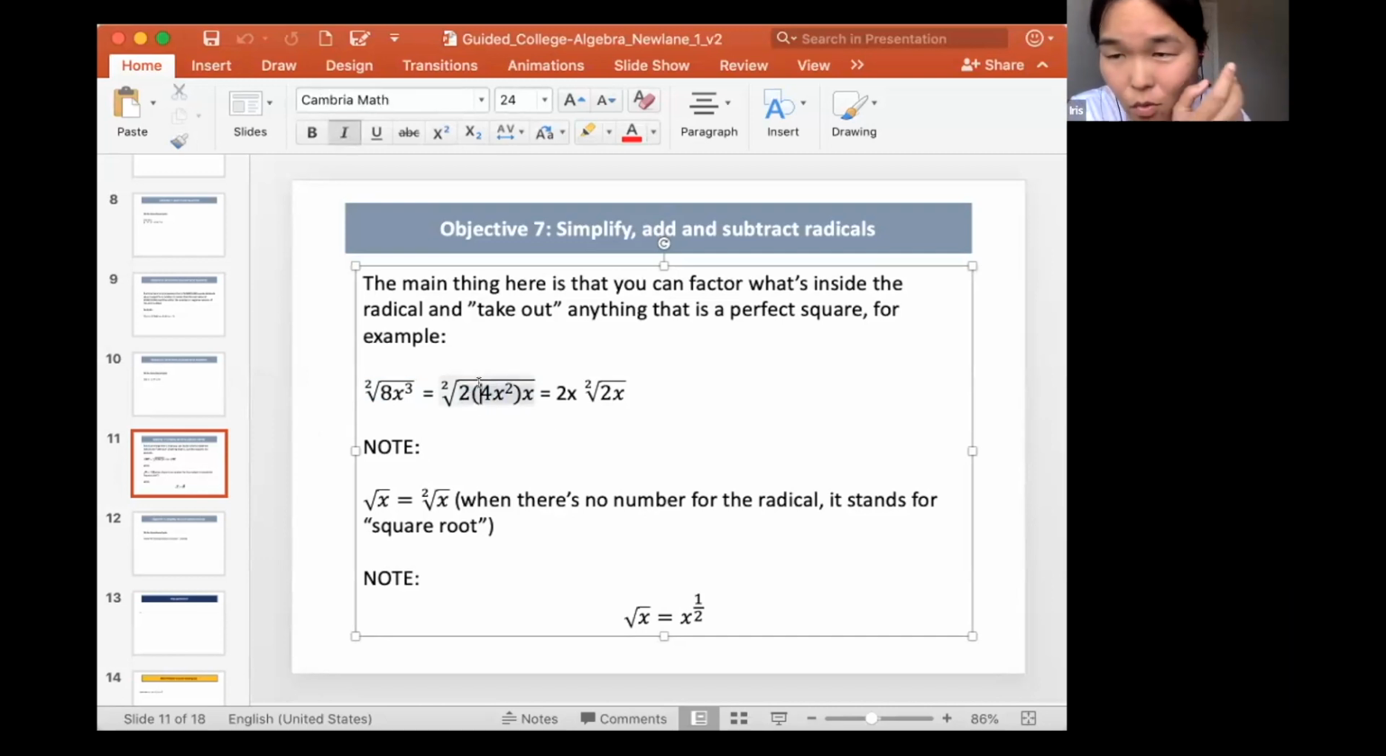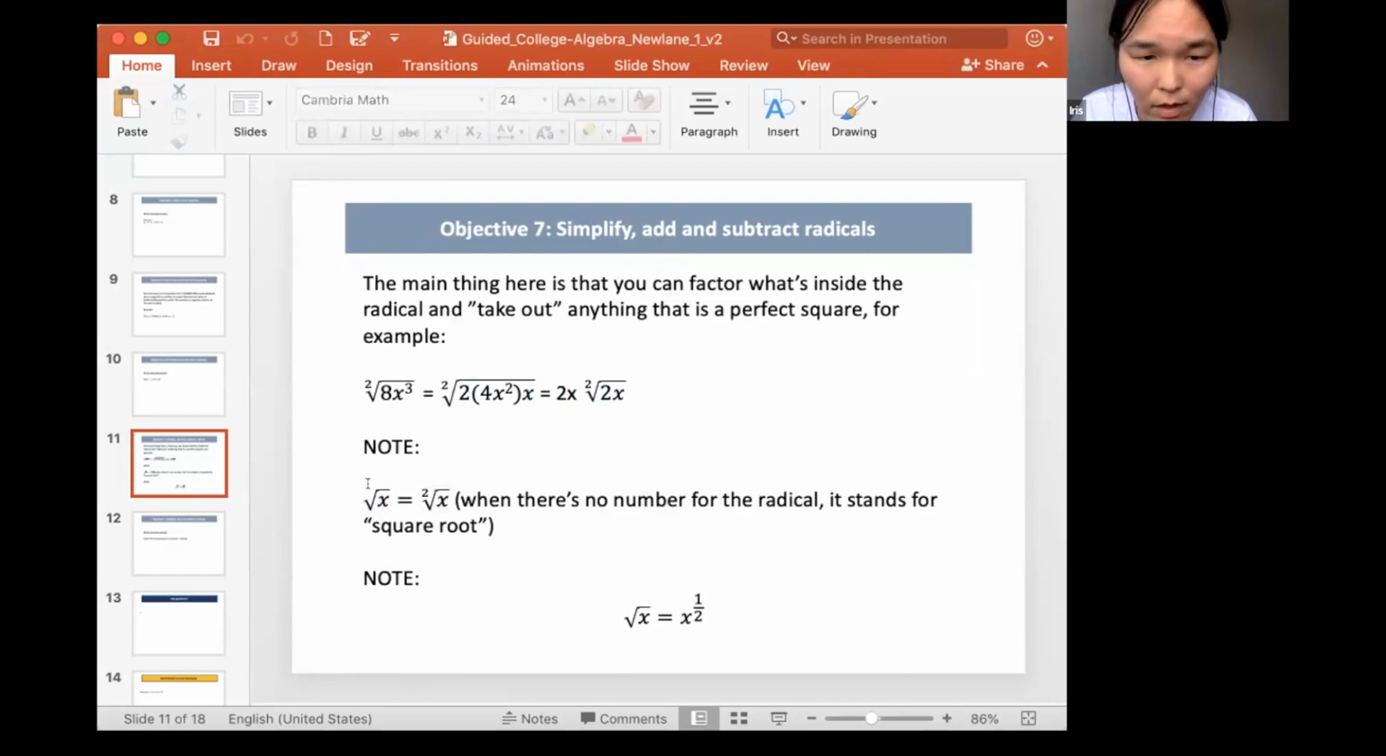4x squared is 2x times 2x. So I take the 2x out, and then this 2 and this x stay inside. This 4x squared, I took it out of the square root sign and it became the 2x that's outside. That's basically simplifying radicals.